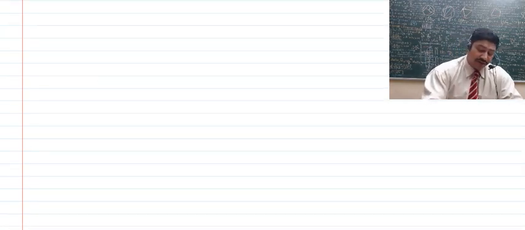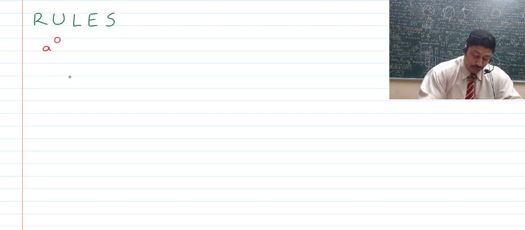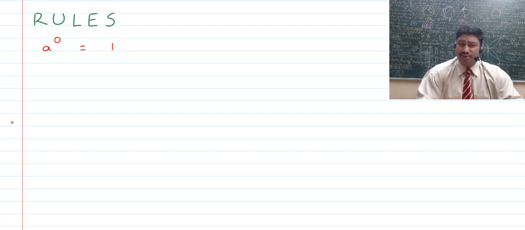Now after this, children, we will be talking about a few of the rules that we apply on sums of indices. So when we talk about the rules, the first is this: if we talk about a number which is raised to the power 0, then that will become equal to 1. So any number which is raised to the power 0 will become equal to 1, right? So this is the first rule.